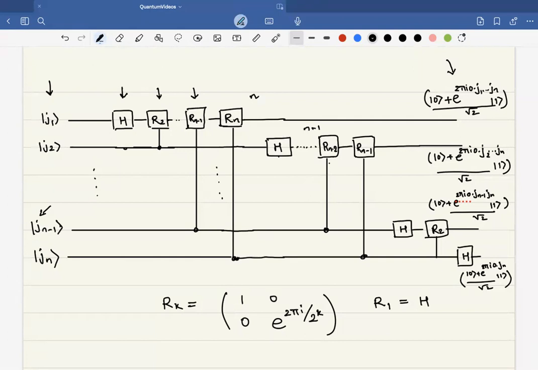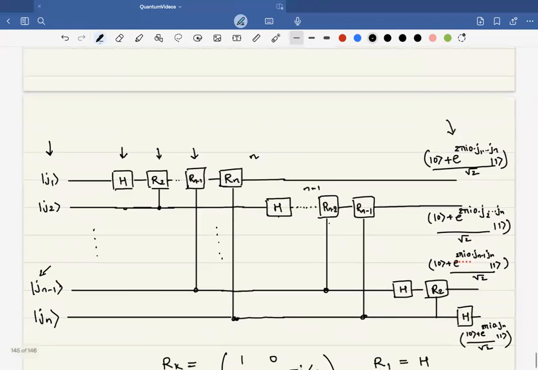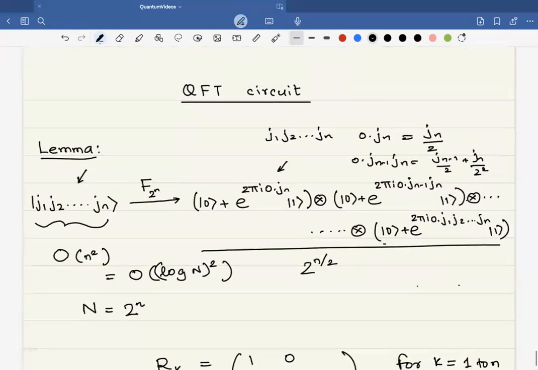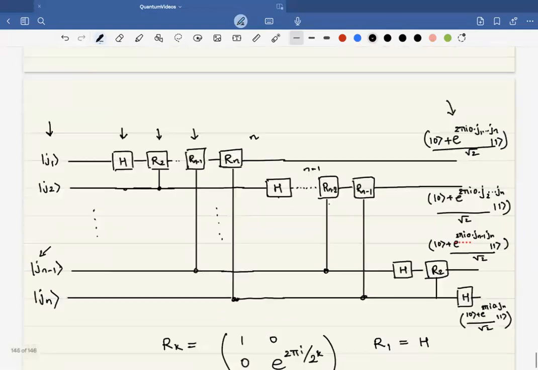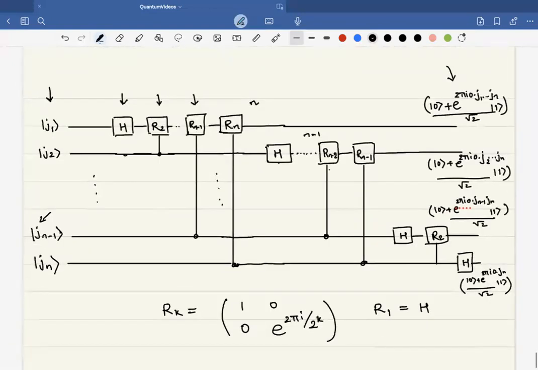But notice that it is in the reverse order of what we have in the lemma. So the Fourier transform is this, but we get it in the reverse order. So this is on the top qubit, and so on. This is not the complete circuit, but to complete the picture, what we'll have to do is just apply swap gates. I'll have to interchange the first with the last and the second with the second last, and so on. So we'll need approximately n over 2 swap gates to do the job after this.